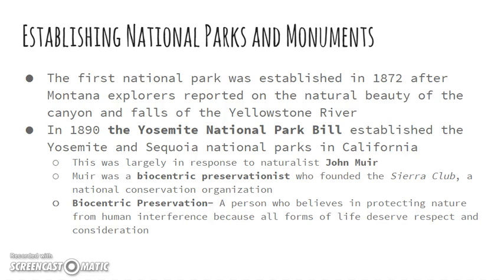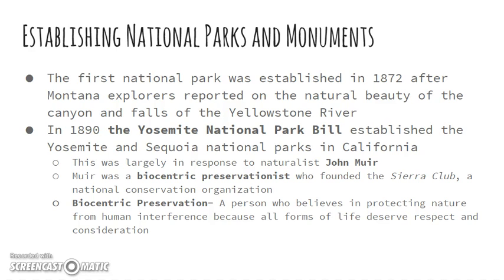So then in 1890, the Yosemite National Park Bill established Yosemite and the Sequoia National Parks in California. This was in response to naturalist John Muir. Now, Muir was a biocentric preservationist who founded the Sierra Club, which was a national conservation organization, and the Sierra Club still exists today. There are still meetings of the Sierra Club where people discuss how to conserve our natural resources that we still have left.